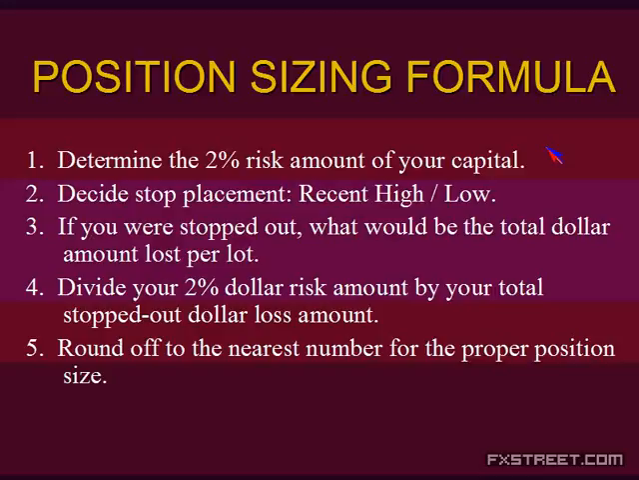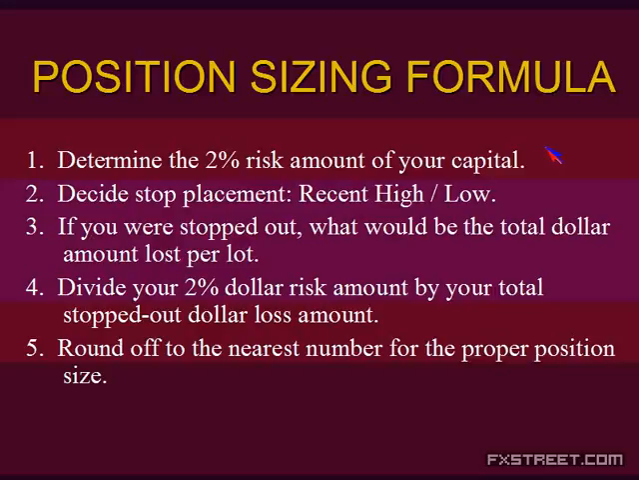All right, so now that you have that dollar amount, how much you would have lost, you're going to divide your 2% dollar risk. Remember, this is 2% of your account by your total dollar stopped out loss amount. In other words, if 2% equaled $1,000, and if you got stopped out, your stop out per lot would be 500. You're going to divide 1,000 by 500. Okay? Remember, this is a little wordy. It'll make more sense when I show you some chart examples and make it a little simpler.